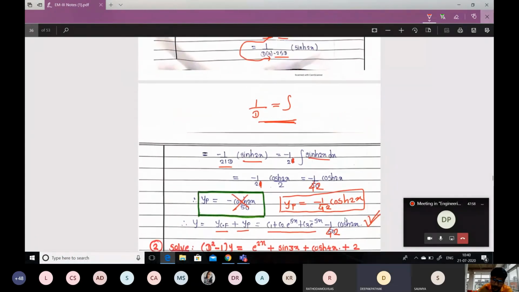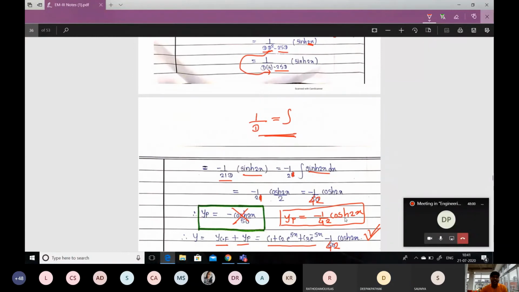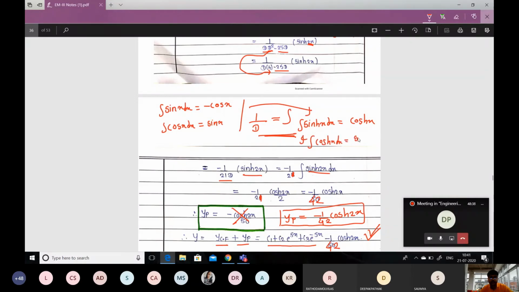No, let me tell you one thing. There is a difference between hyperbolic sine cos and trigonometric sine cos. Trigonometric sine cos are circular functions, whereas these are not circular functions. Let me remind you: integration of sine x dx is equal to minus cos x, and integration of cos x dx is equal to sine x. But it is not the same in case of hyperbolic. Integration of sine hyperbolic is cos hyperbolic, and integration of cos hyperbolic is sine hyperbolic.